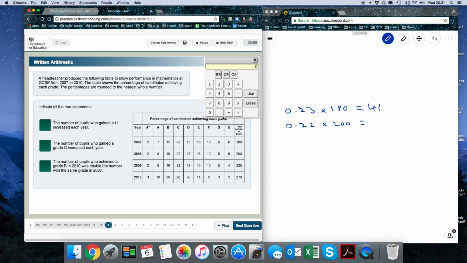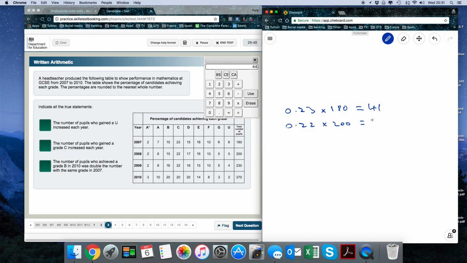Okay, so next one, 0.22 times 200. You see that one's actually a whole number, no need to round. So it's gone up. So far it's true. So we need to do 2009. So grade C is also 22%, but it's of 230. We can almost tell it's gone up because it's 230 people, but we need that for the next bit of the question.